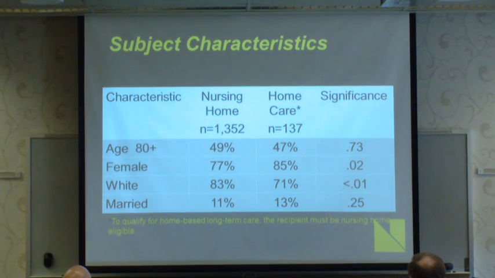About half are older than 80, not surprisingly. Most are female. Women tend to outlive men at the end of life. Most are white. That is the demographics of the state of Indiana. And of course, very few are married.